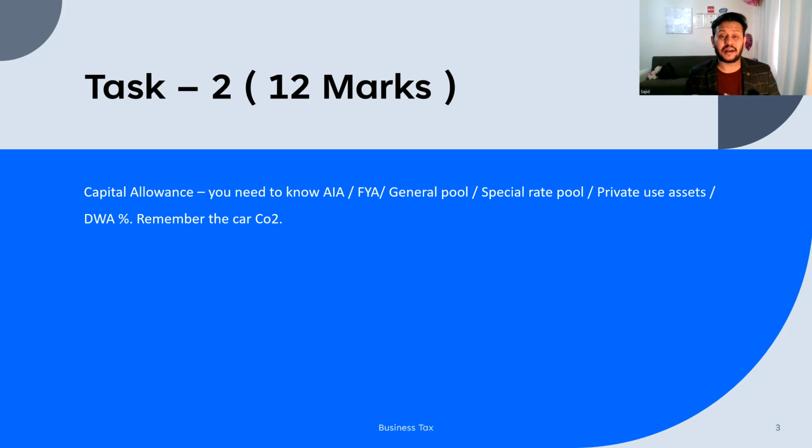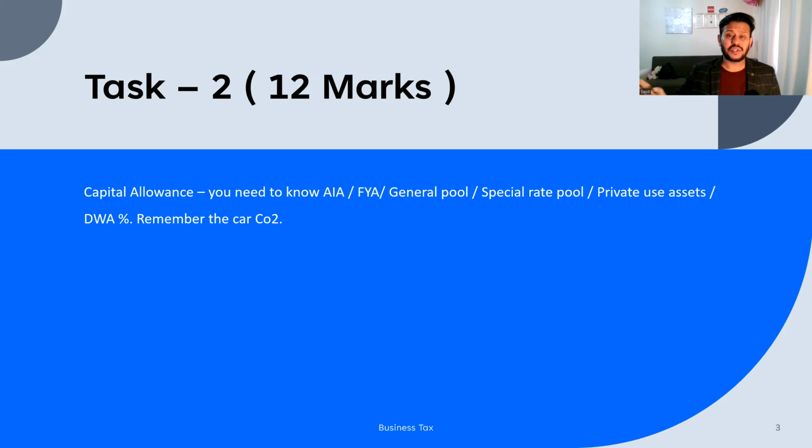So if the car is used for private use, is it used by the director, or by the owner, or by the employee? There will be different treatment, and you have to know this. Also, remember the WDA percentage and the CO2 for the car. For example, the car can be in the FYA, or the general pool, depending on what type of CO2 emission the car has. So you need to make a note of all of this. 12 marks, that will give you the whole picture.